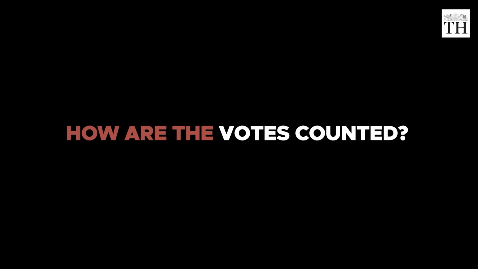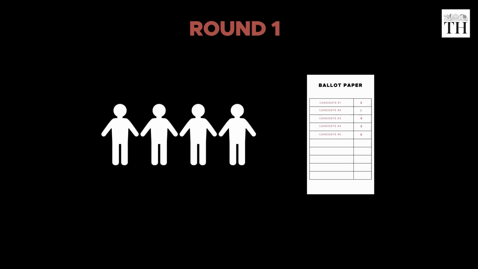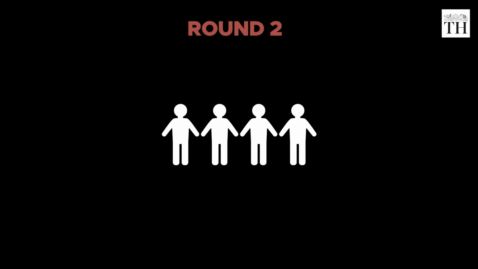Once the voting concludes, the counting begins in rounds. In round 1, if a candidate secured the quota, he or she is declared the winner. But in case no candidate secures the quota, the counting goes into round 2. In this round, the candidate with the least number of votes in round 1 is eliminated, and all his or her votes are distributed among the remaining candidates based on the second choice preference. This process repeats till only one candidate remains.